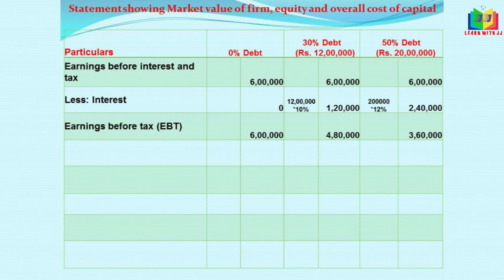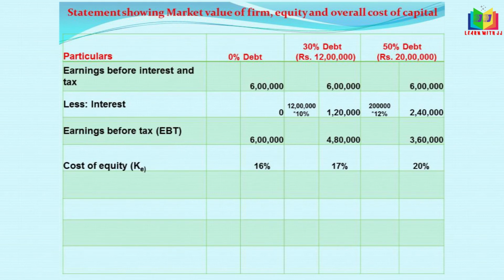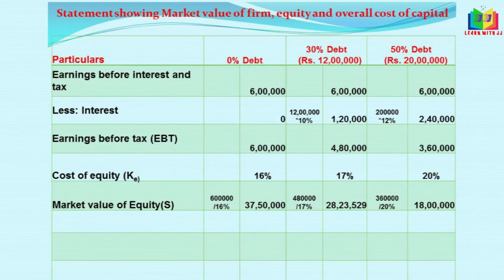The next step is we'll find EBT. First category, 6 lakh minus 0, 6 lakh. 6 lakh minus 1,20,000, 4,80,000. For the third one, 6 lakh minus 2,40,000, 3,60,000. Okay, now we got EBT. Our next step is to find the value of the equity. For that, we need to know what is KE. KE is given in the problem, and I'll write that: 16%, 17%, 20%. And the next step is finding the market value of equity.